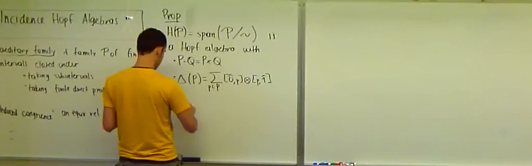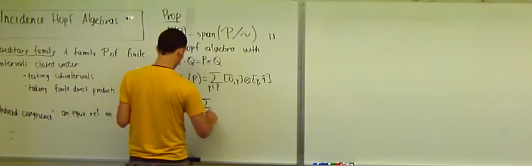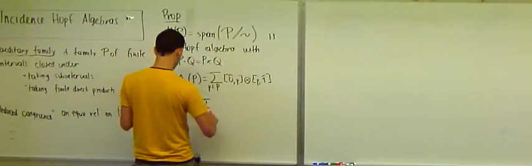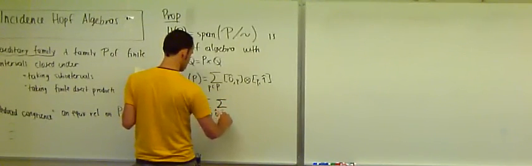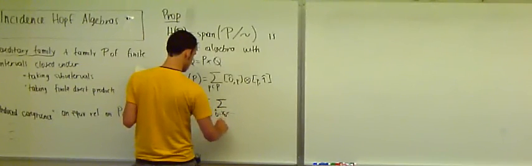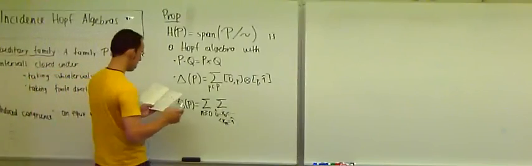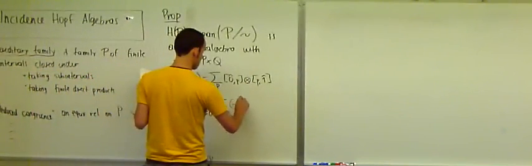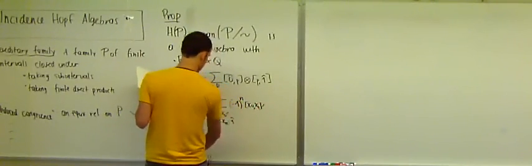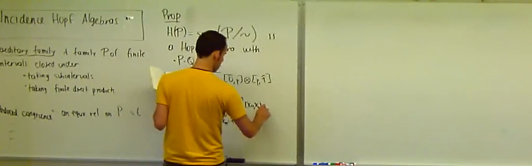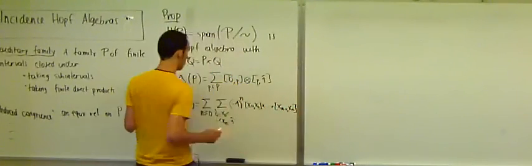The antipode is sum over n greater than or equal to 0 of sum over all the chains from 0 to 1 that have n steps, and then we get minus 1 to the n times the product of the intervals from x0 to x1, from x1 to x2, up to xn minus 1 to xn. Okay, so that's the antipode.